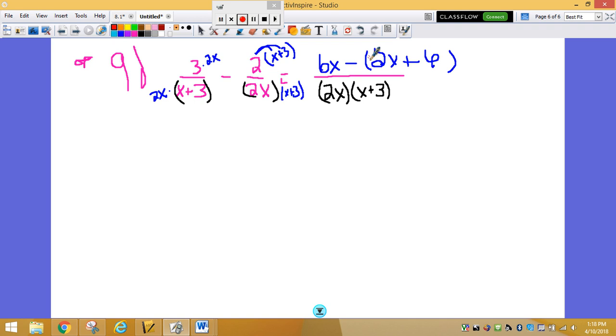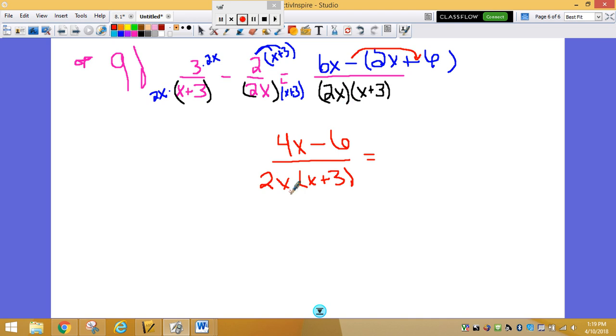This next part is where people mess up. We can combine these x's on top. 6x minus 2x is 4x. Here's where people mess up. This minus carries over to right here. So it's really 4x minus 6 on top. And on bottom, I still have a 2x and an x plus 3.